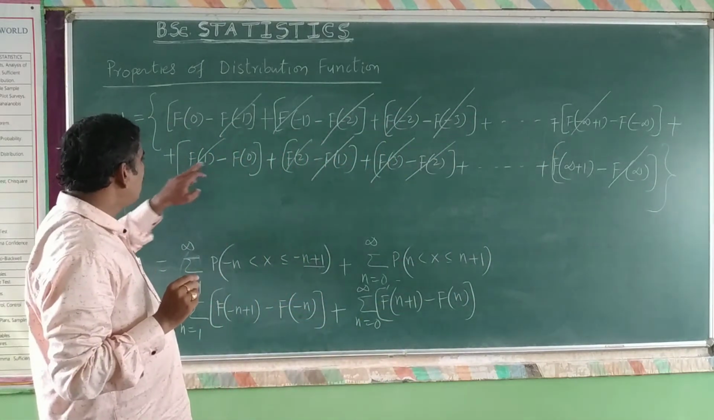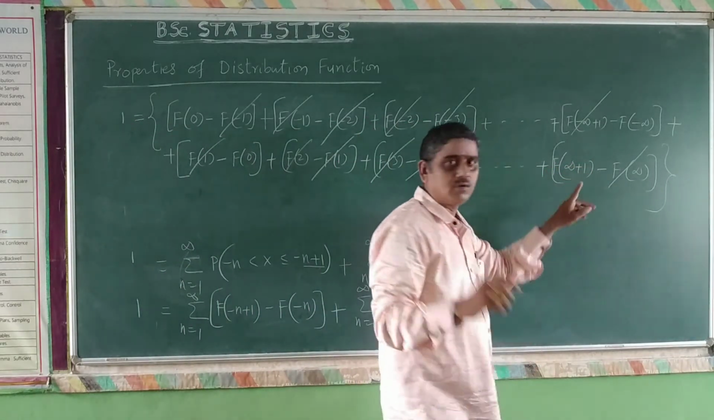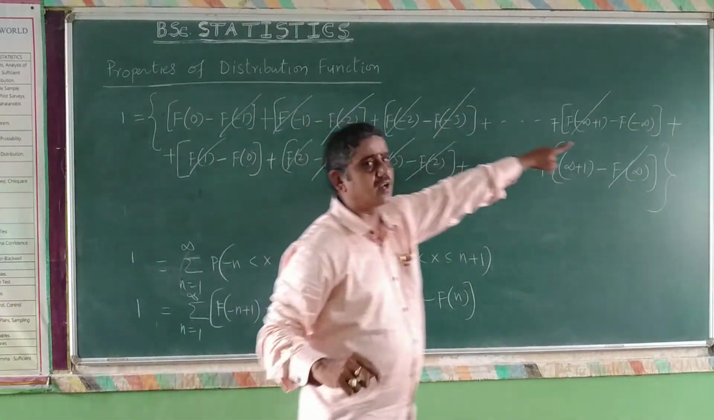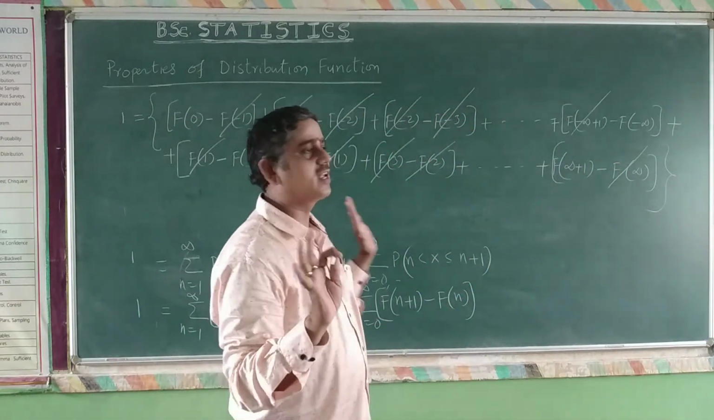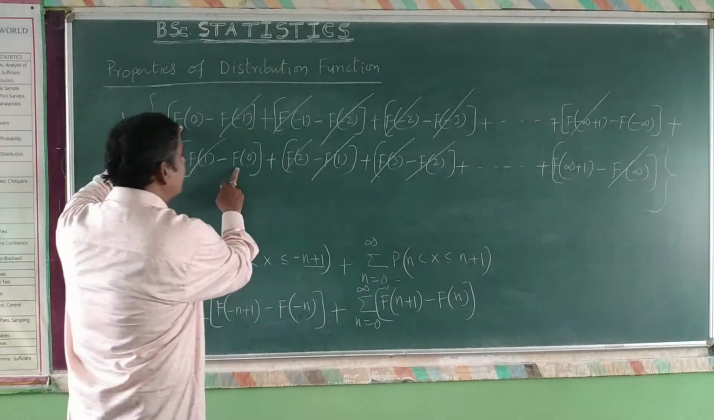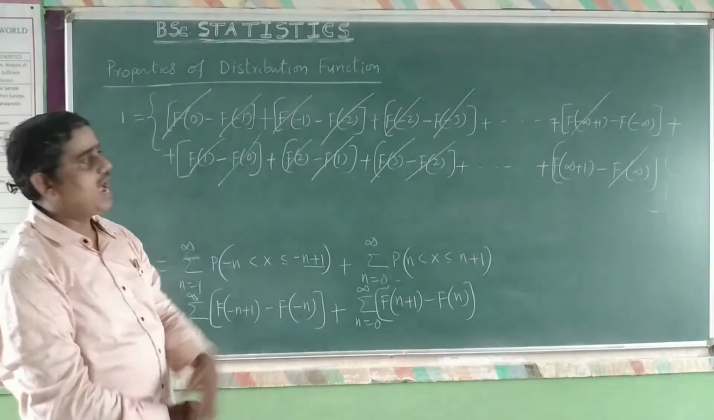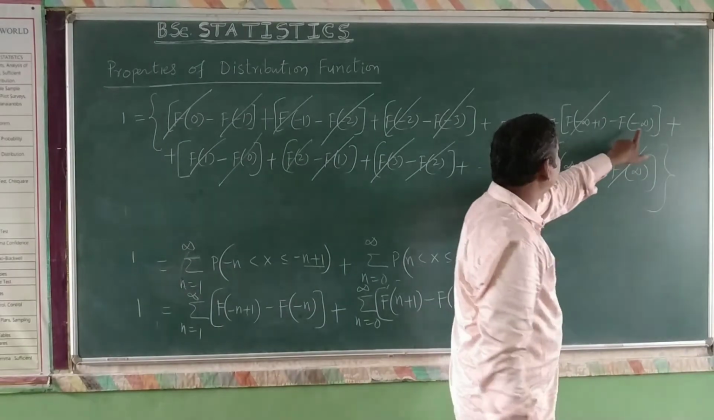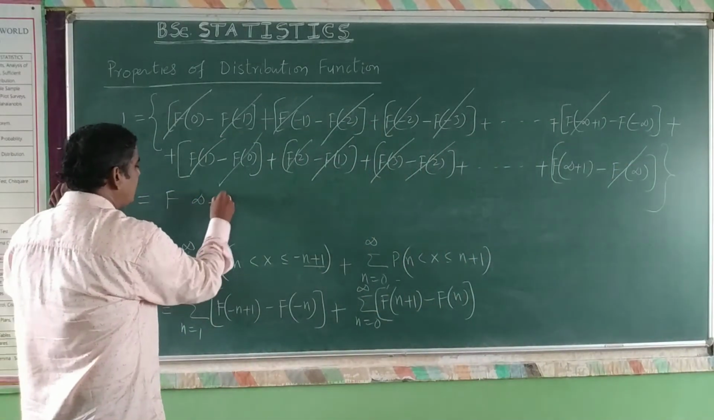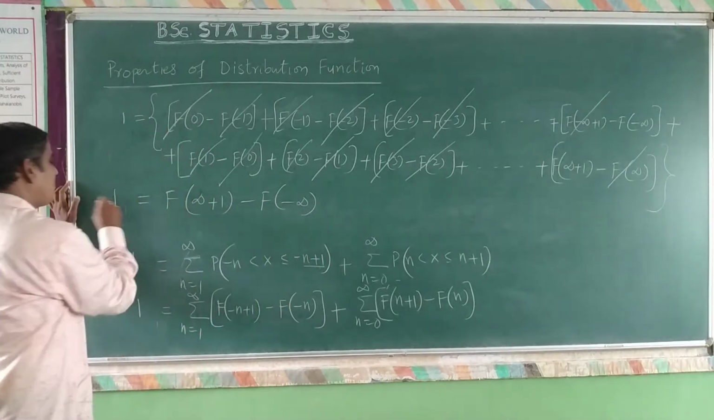Now the second one and the last term, the first one remains. Hope you understand. Now you see the two terms: this is f of 0, this is minus f of 0. So these two are cancelled, and only the terms f of infinity plus 1 minus f of infinity remain. It is equivalent to write f of infinity plus 1 minus f of minus infinity. This is equivalent to 1.